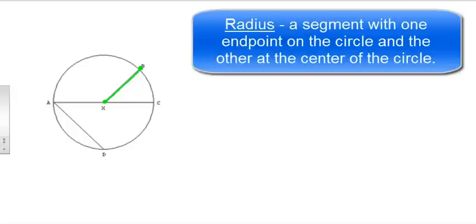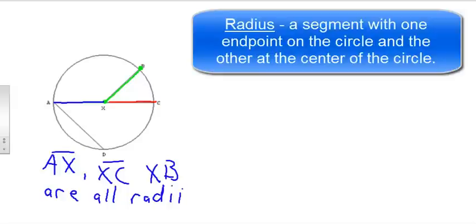There are some other radii here as well. The word radii is just the plural of radius. XC is also a radius, and AX is also a radius. I can write those just like I would any other line segment. So AX, XC, and XB are all radii. And again, radii is the plural of radius.